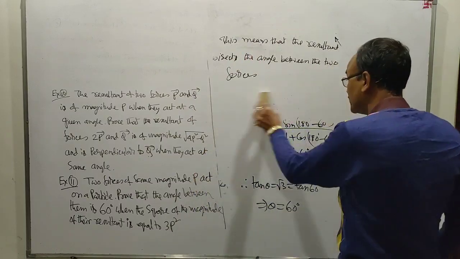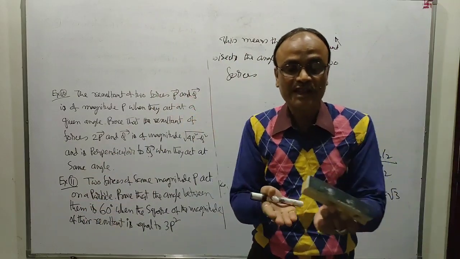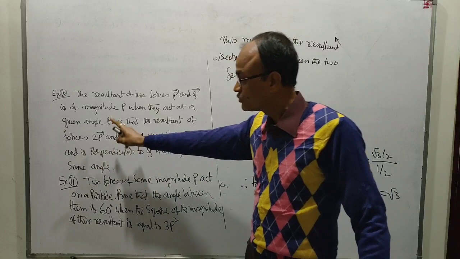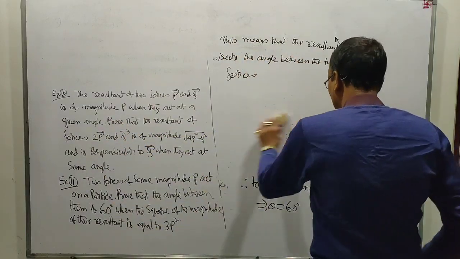Perpendicular to Q. When they act at the same angle, if the angle between the two forces P and Q is alpha, then the angle between the two forces twice P and Q will also be alpha.